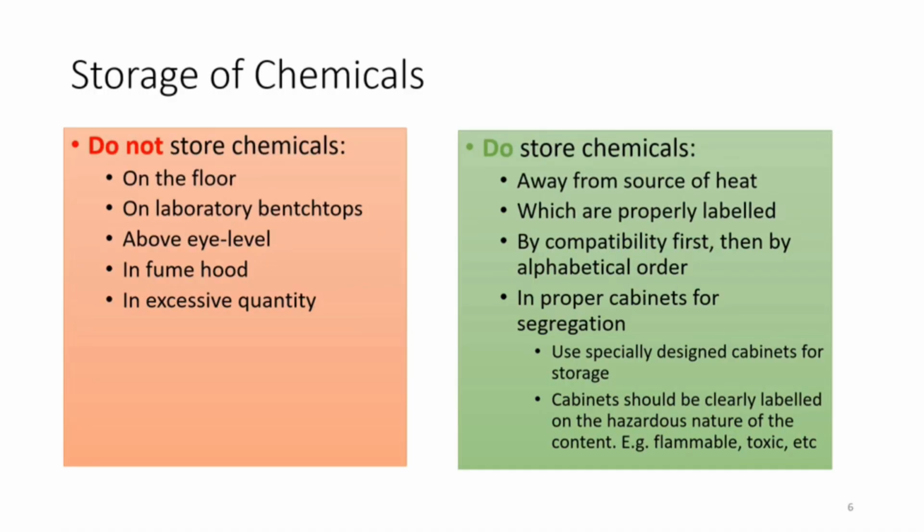Store chemicals which are properly labeled, and store them by compatibility first, then by alphabetical order. Incompatible chemicals means that upon mixing, they can produce fire, explosion, or poisonous gases. So efforts must be made to ensure such mixtures do not occur. We can do so by storing chemicals in segregated cabinets, for example, flammable, toxic, and corrosive cabinets respectively.